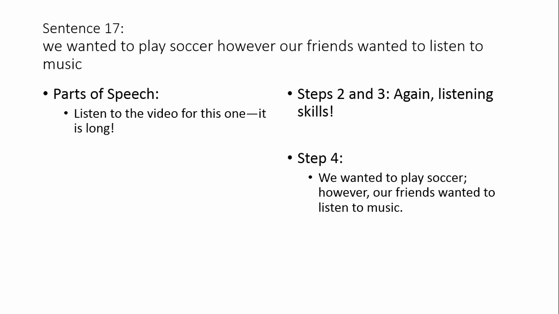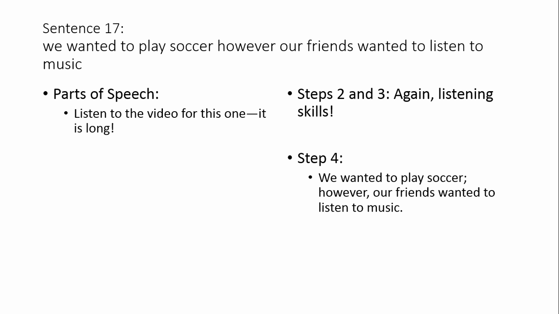Okay, and again, if you need to replay that to get those parts of speech labeled, do that. And if you have questions on that, remember we'll have a review session. For step 2, our subject is we. Wanted to play soccer. So we know that wanted is a transitive verb. And then the infinitive phrase is to play soccer. And it's working as a direct object. So it kind of gets double labeled there. So it gets labeled as an infinitive phrase.